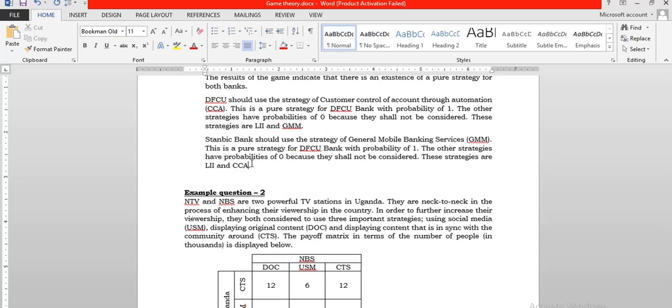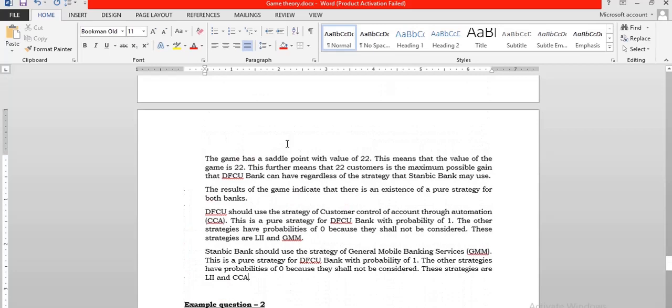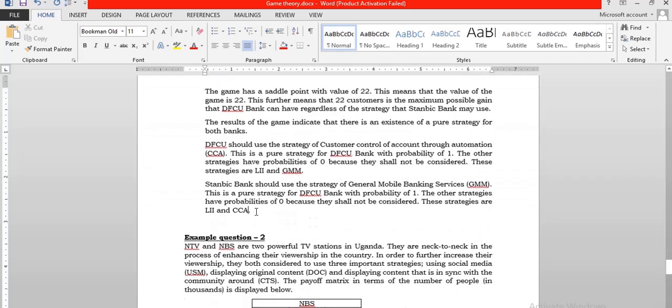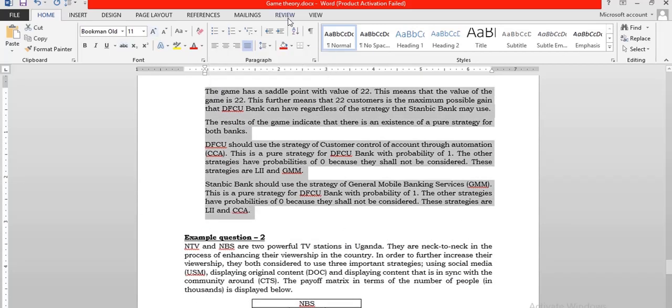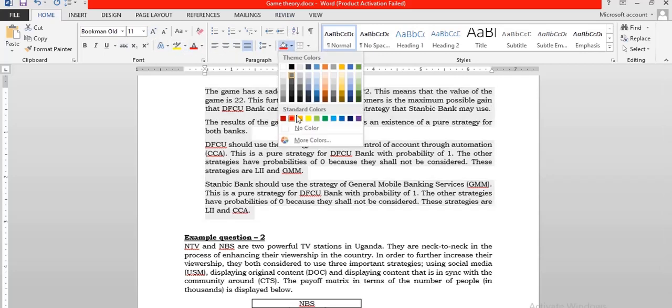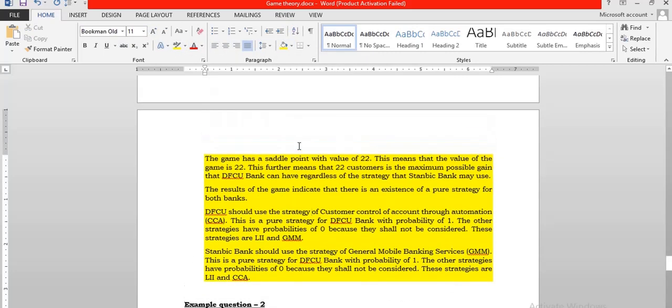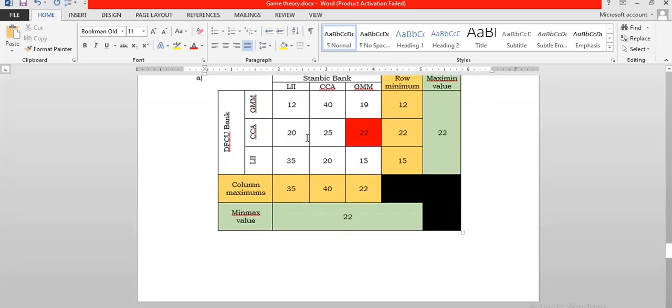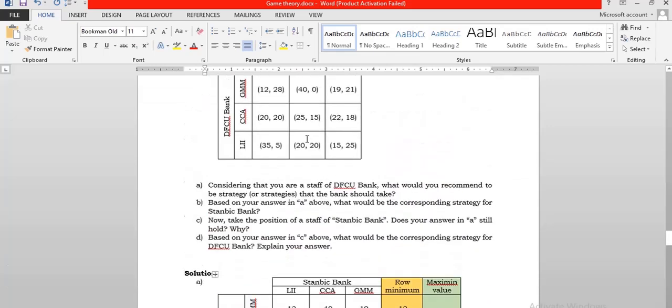So you can see now, Stanbic Bank will be having the GMM strategy, and DFCU bank will be having a CCA strategy. In this case, Stanbic Bank will have the minimum loss of 22 customers, and DFCU will have a maximum gain of 22 customers, and the game will have ended. The overall value of the game will be 22. Okay, so that is how you conclude this particular section, and we have answered this particular question.